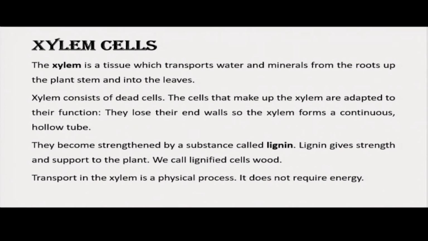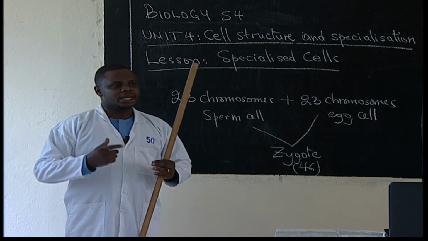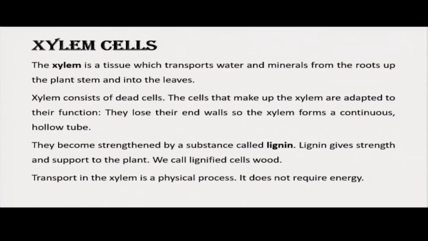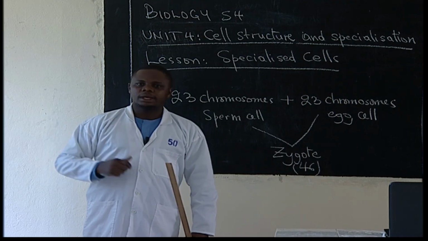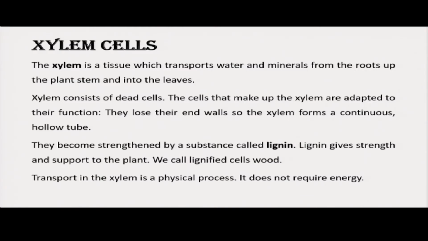How are they adapted for that? They have dead cells. Dead cells don't have organelles, and that provides enough space for the movement of water and mineral salts to upper parts of the plant. Then they also have lignin. Lignin is a substance which strengthens the vessels in plants. Here I mean xylem vessels.